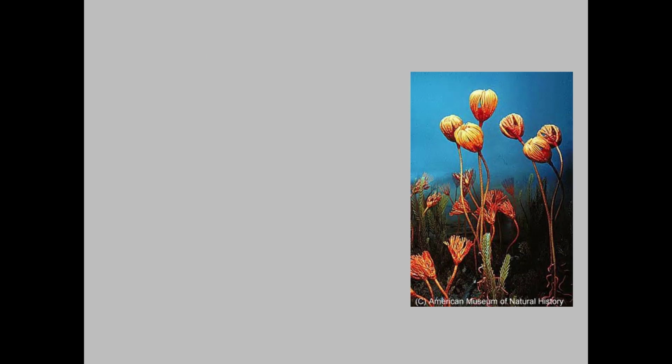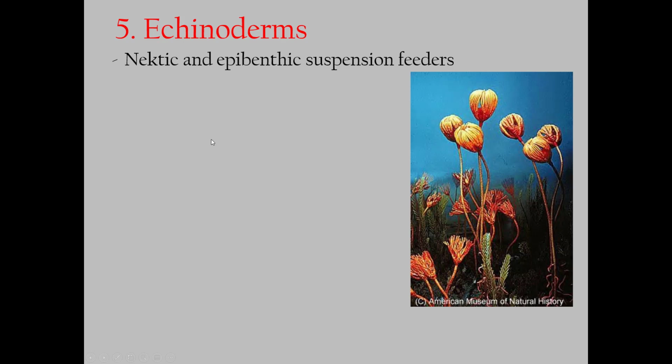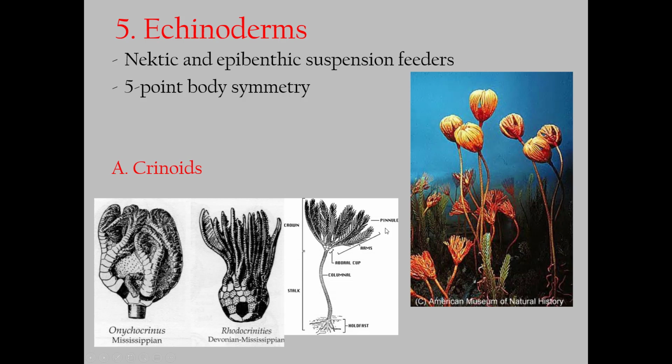Also, sort of fan-like in shape, are some groups of echinoderms. Echinoderms are also suspension feeders. Some of them are free swimming, so they're nektic, and a lot of them will live on the bottom. Some of them will actually attach to the rocks and along the bottom as well. All echinoderms have a 5-point body symmetry, although they look very different. What you see here are called crinoids. Crinoids are a group of echinoderms that are sometimes called sea lilies.